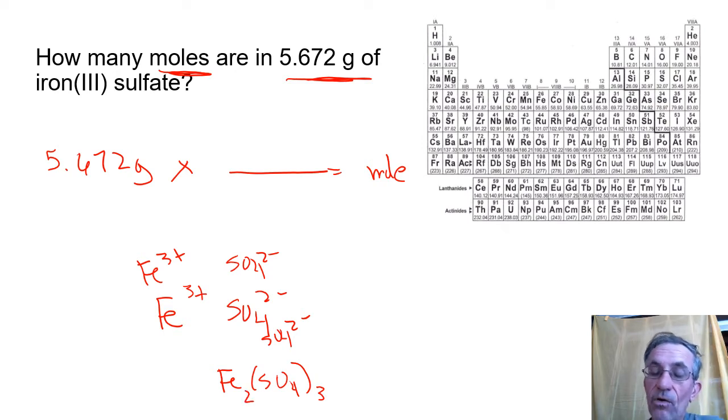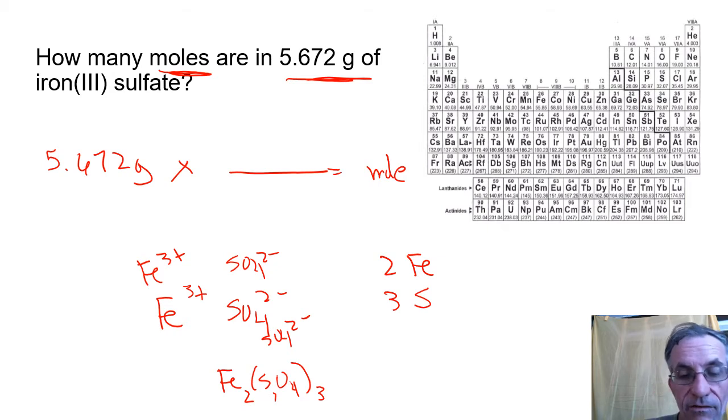All right, now we know what is in this compound. So you got to have the formula. And now we're going to add up the weights off the periodic table for all those atoms. And that should give us our conversion factor to go from grams to moles. All right, so let's go ahead and add up the weights. 2 irons. And then look at that formula. How many sulfurs are there? There's 3 times 1, 3 sulfurs. And how many oxygens do you think? 3 times 4, 12 oxygens.